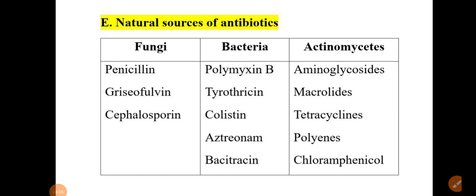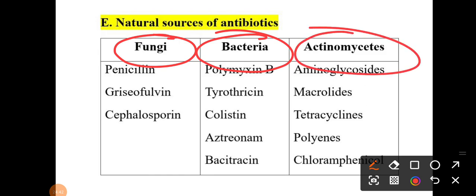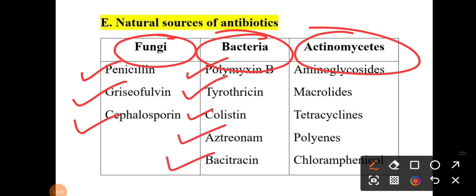Natural sources of antibiotics. What are the different natural sources? These are fungi, bacteria and actinomycetes. Penicillin, griseofulvin and cephalosporins are obtained from fungi. Then polymyxin B, thyrothricin, colistin, aztreonam and bacitracin are from bacteria. And aminoglycosides, macrolides, tetracyclines, polyenes and chloramphenicol are from actinomycetes.